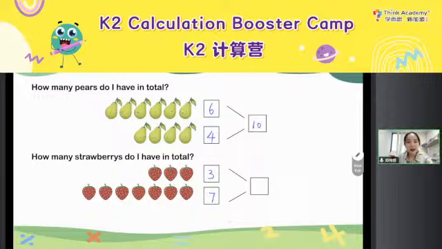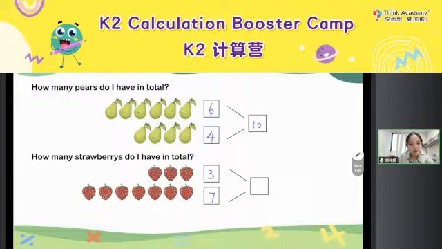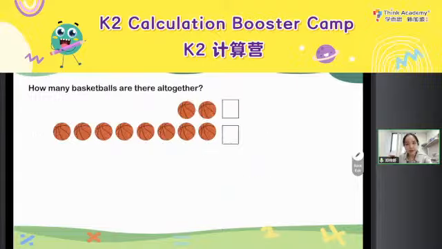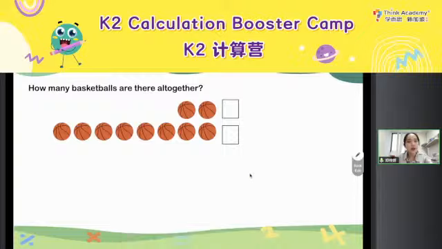Amazing job. So we're going to have 1, 2, 3, 4, 5, 6, 7, 8, 9, 10. 10 strawberries in total. Very well done. So now let's continue. How many basketballs are there altogether?